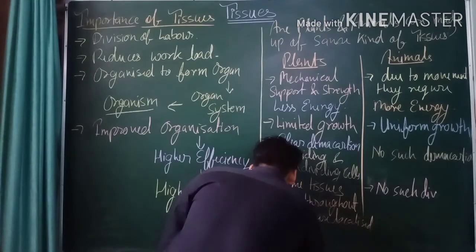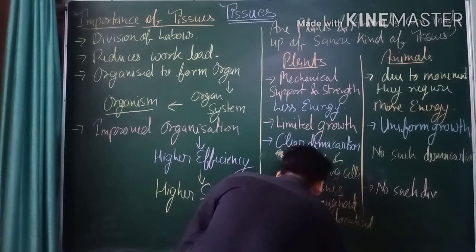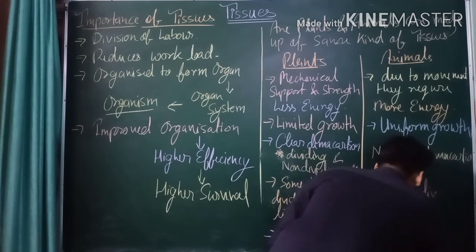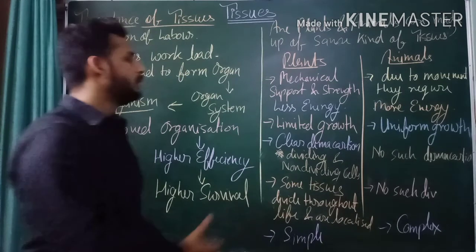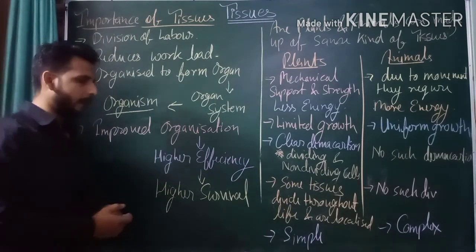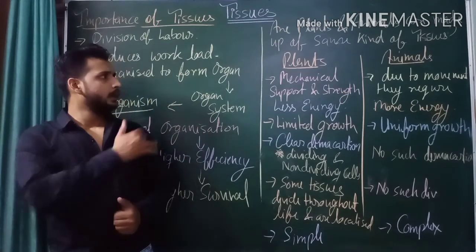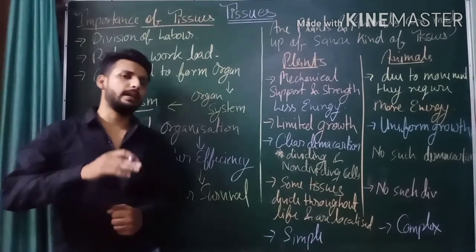So we can write here simple, and here complex. So this is the general difference we can find between plant tissues and animal tissues. In detail, we will study in the next class.